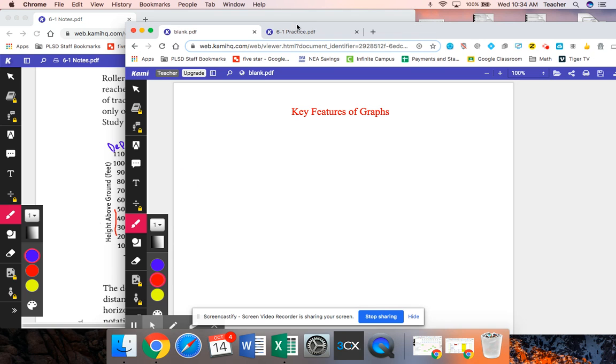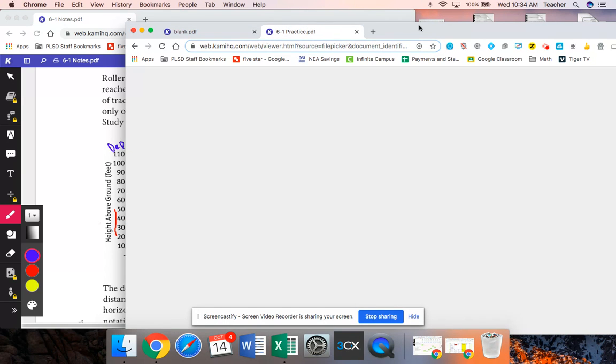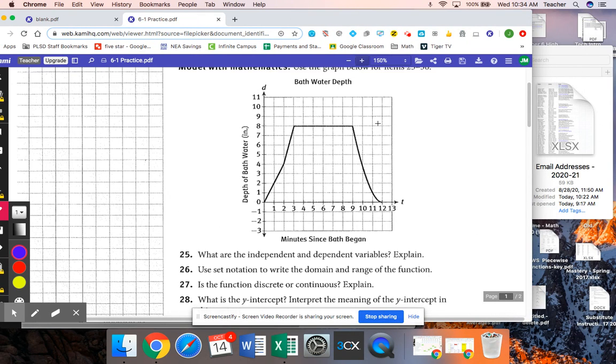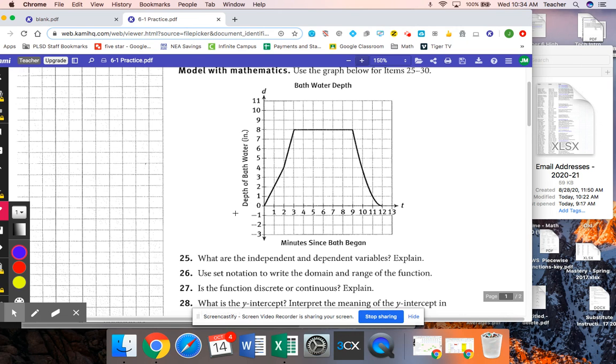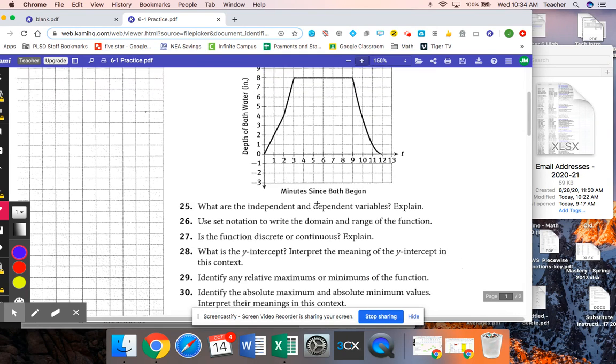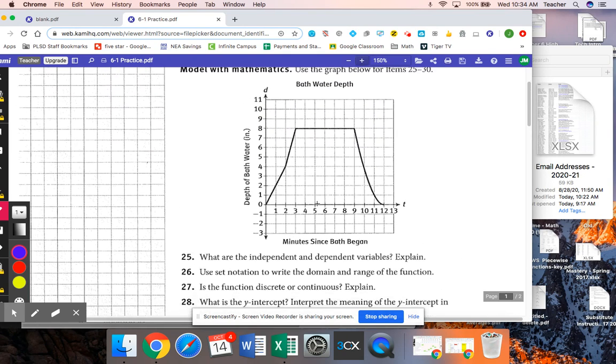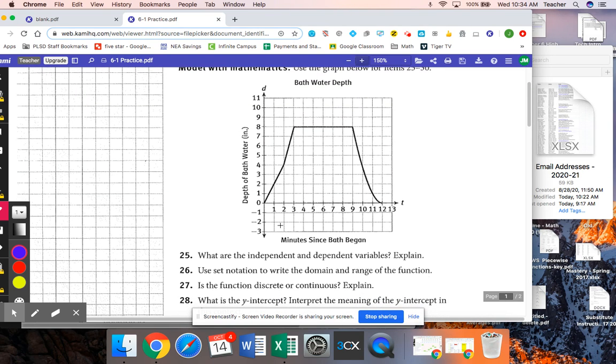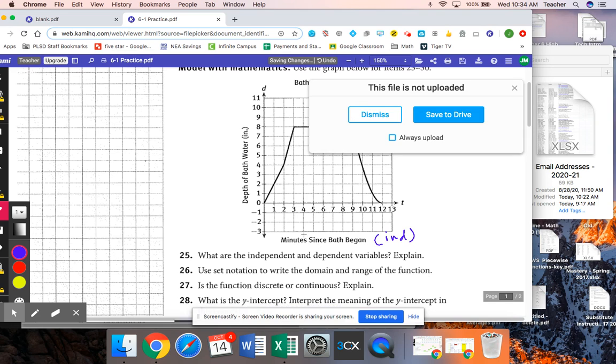Here's another example. I want to make sure that we can run through this and figure it out. It's talking about bathwater depth, so how deep the water is when you start running the water. All right, and then there are some questions below. I want to make sure we answer those questions. So for number 25, it says, what are the independent and dependent variables? Well, the independent is this right here. It's the x-axis. It's the number of minutes since the bath began. And then the dependent is dependent on that. That's the y.